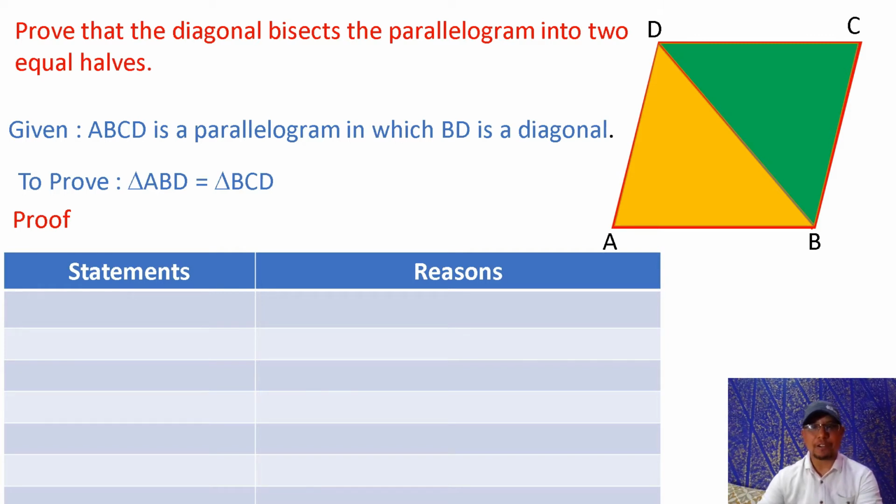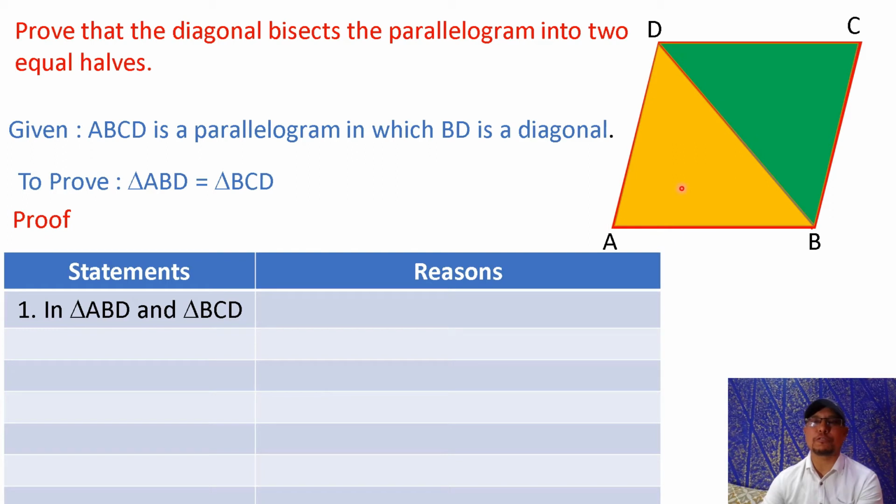Okay students, now here we need to prove what? The yellow triangle ABD equals the green triangle BCD. Always remember that when two triangles are congruent, then their areas are always equal. Now let us take these two triangles: triangle ABD, this yellow triangle, and triangle BCD, this green triangle. If you are able to show that these two triangles, yellow and green, are congruent, then you can easily say their areas are equal.